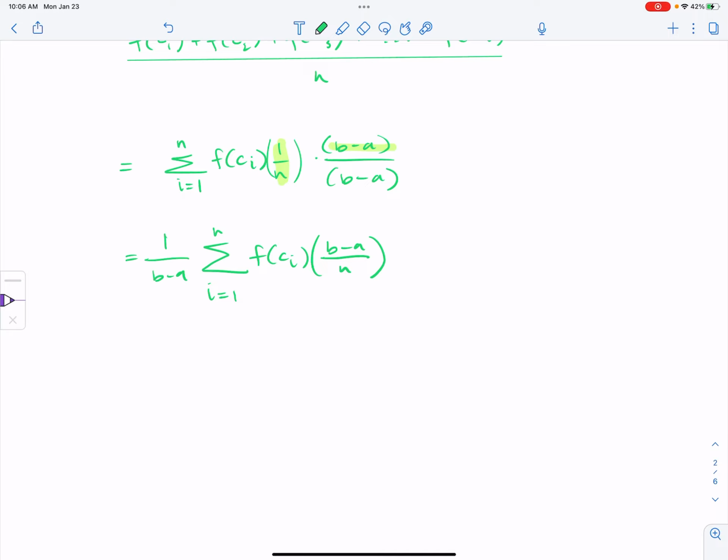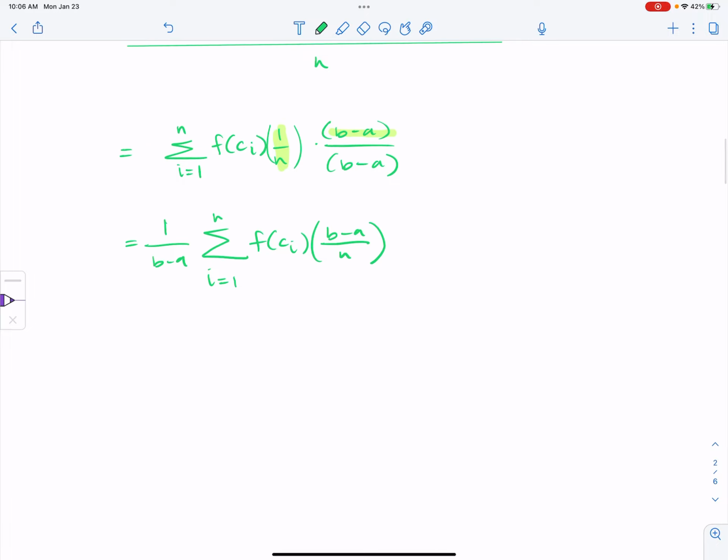And then we're thinking about infinitely many function values, right? So we're thinking about n approaching infinity. So if we thought about taking the limit, I could pull out the 1 over b minus a, that's just going to be a constant. And then taking the limit, I shouldn't say that this is equal, but we've set up this sum.